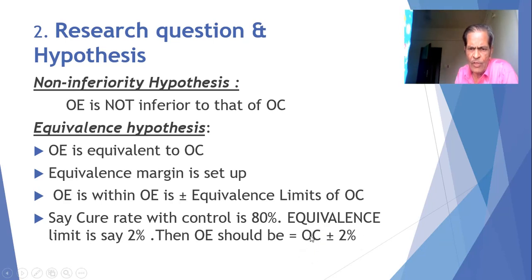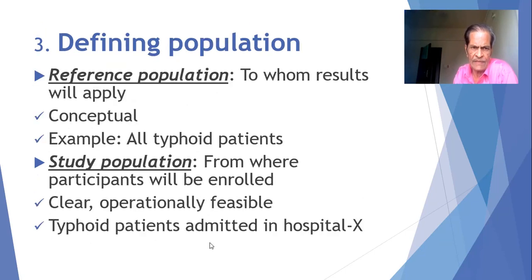So if the outcome in the control group is 80 plus or minus 2%, that is within the range of 78 to 82%, then we say that it is within the equivalence margin and the equivalence hypothesis is therefore satisfied. If it is beyond this range, then the equivalence hypothesis is not satisfied and it is not accepted.